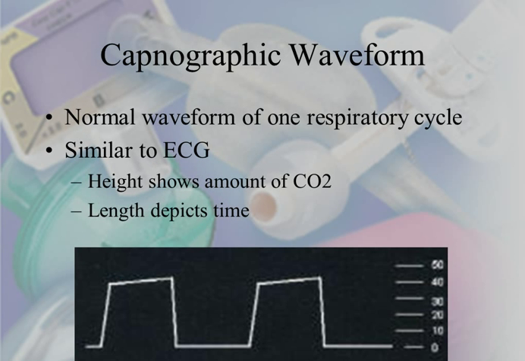All right, so the capnographic waveform, the normal waveform of one respiratory cycle, is similar to an ECG. So the height shows the amount of the end-tidal CO2, and the length depicts the time. So when you're looking, this right here is at full expiration. When they exhale, that is CO2 at its highest. And that's what we're measuring, that point right there.